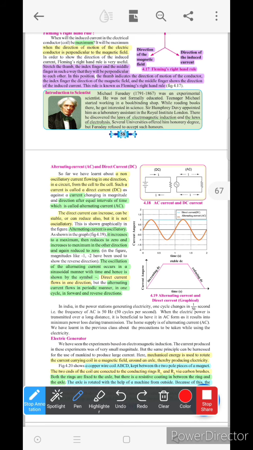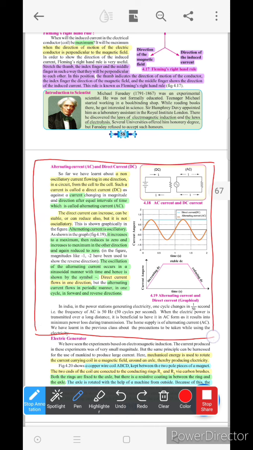On this page, till electric generator, this AC current and DC current, a total topic is removed. You don't have to study, and the questions on those topics which are removed, you can neglect those questions if you come across those questions.